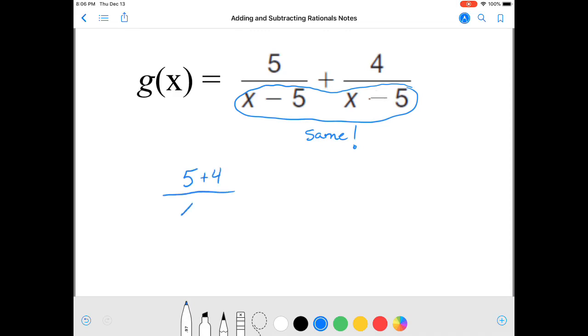And we're going to have 5 plus 4 as our numerator. 5 plus 4, of course, equals 9. So we get 9 over x minus 5. This was a quick example. Pretty easy, right?